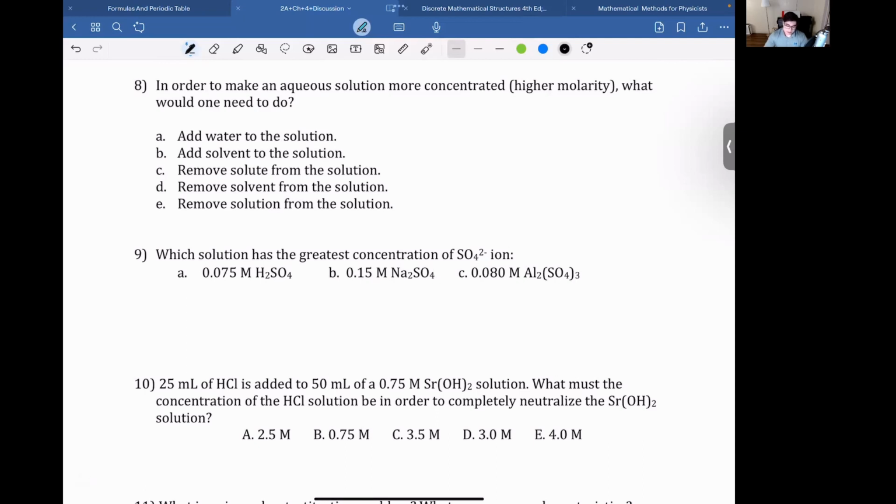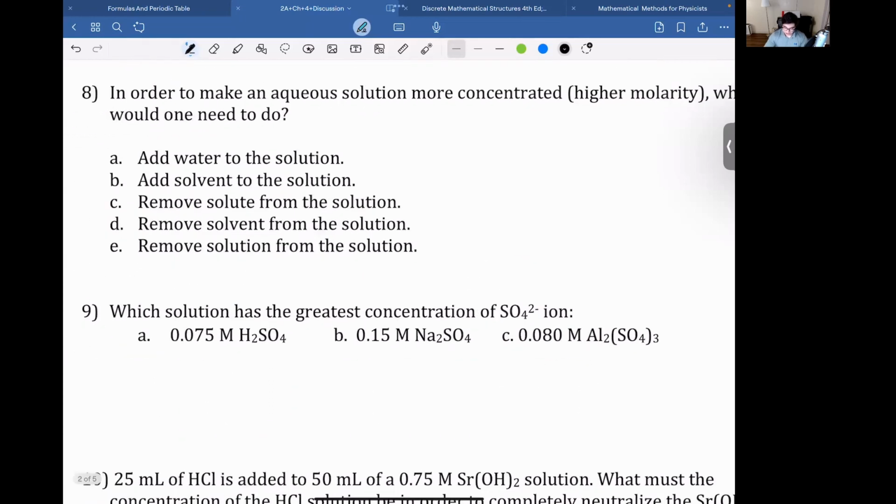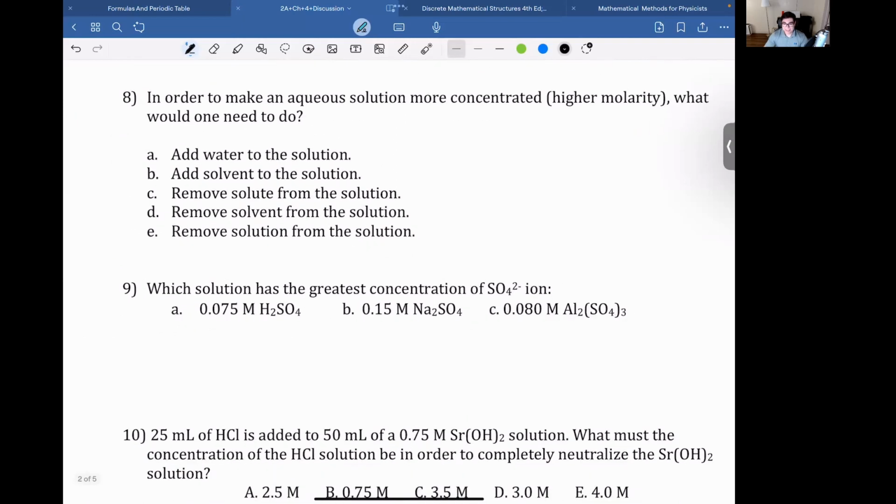8 says, in order to make an aqueous solution more concentrated or a higher molarity, what would one need to do? Add water. So as we discussed before, when you add stuff, you dilute it. Unless you're adding a more concentrated version of that thing. But in general, if you're adding something that's pure, you're diluting it, right? So you have some solution in water, you add pure water, you're diluting. So what would you need to do?